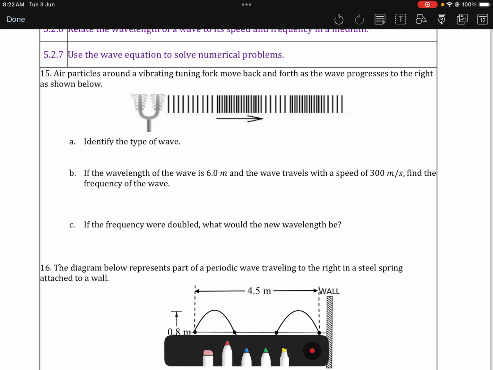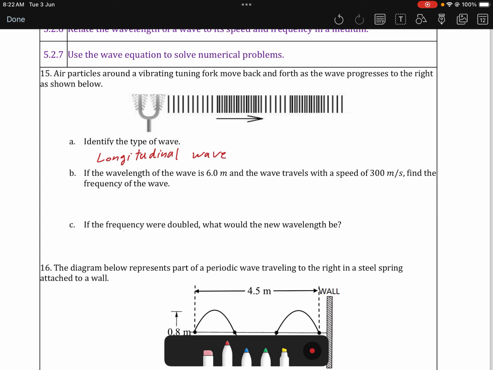Now, identify the type of the wave. This is a longitudinal wave. As you know, we have transverse waves and longitudinal waves. Since the vibrations are in the same direction as the wave, it will be a longitudinal wave. So the answer is longitudinal wave.